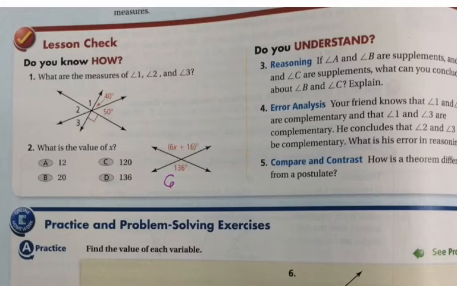So we'll have 6x plus 16 equals 136. Set them equal to each other, and then solve. So I'll subtract 16, I'll have 120, and x will equal 20. The value of x is 20. There we go. Make sure you answer the question and read it carefully.